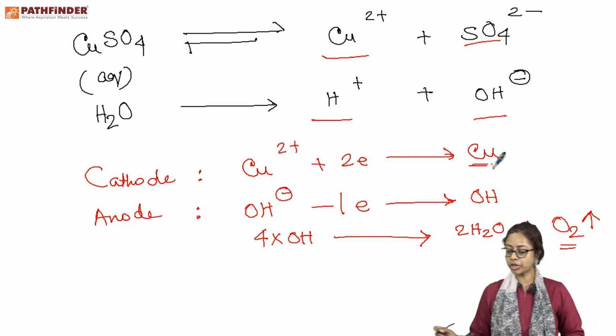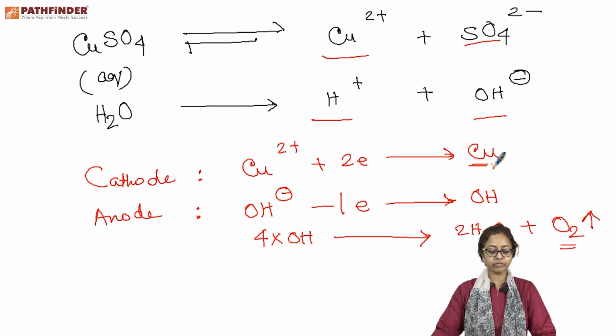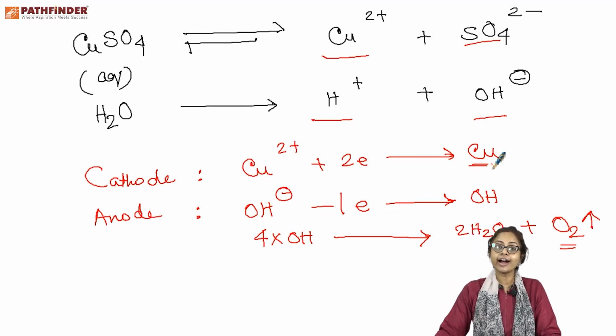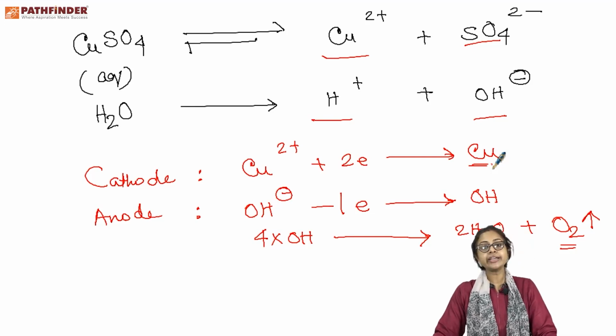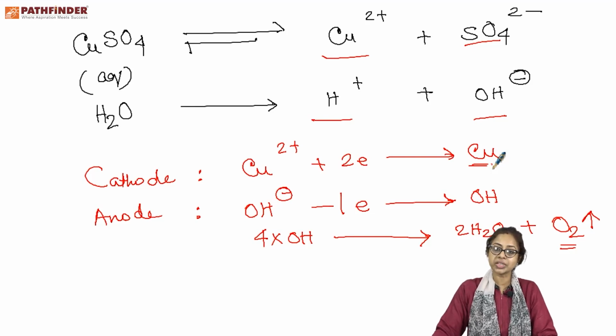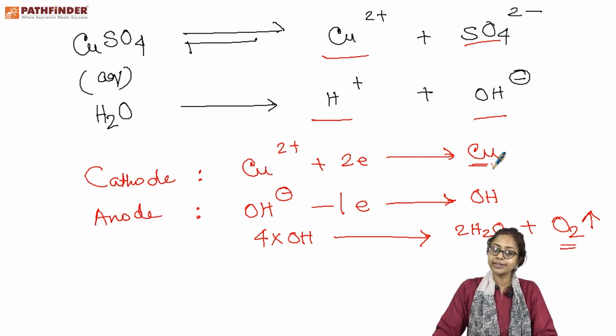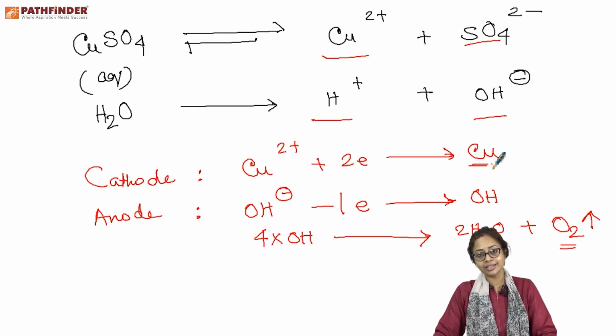So coming back to your question, what do you observe at the cathode? At the cathode, a pink metal is deposited. B, state the change noticed in the electrolyte. Well, in the electrolyte, copper ions are continuously being used up. So, initially when you start with the blue color of copper sulfate solution, it slowly fades out. So, the blue color changes and becomes colorless.